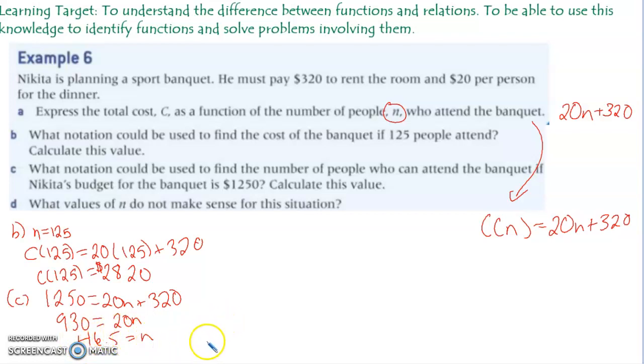But remember, n represents people, and we most definitely cannot have 0.5 of a person. So I would round down to 46 instead of rounding up because we don't have a full complete person.